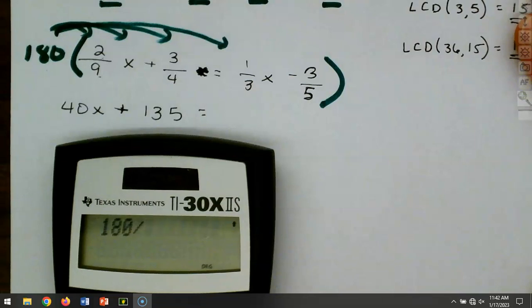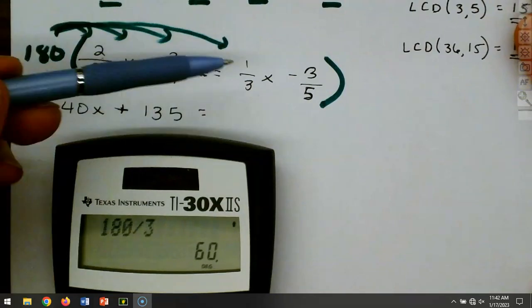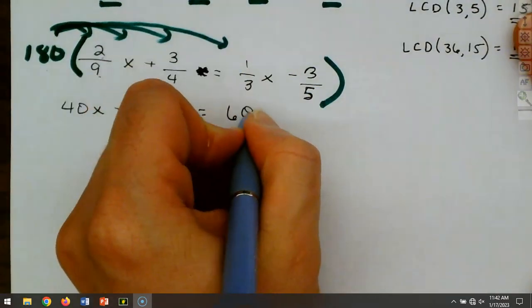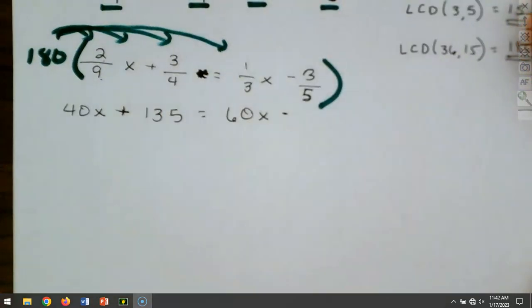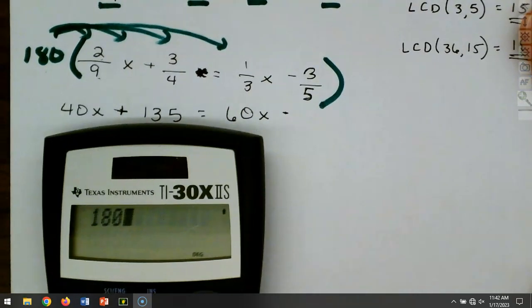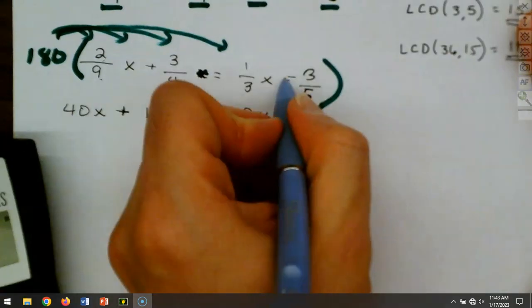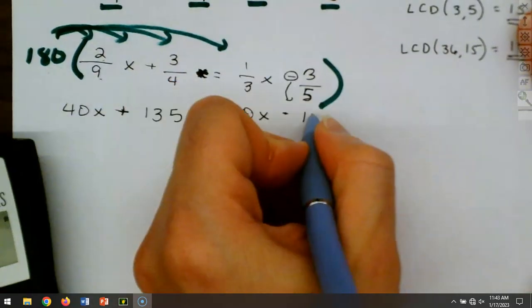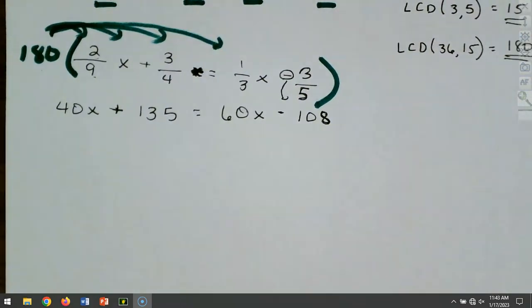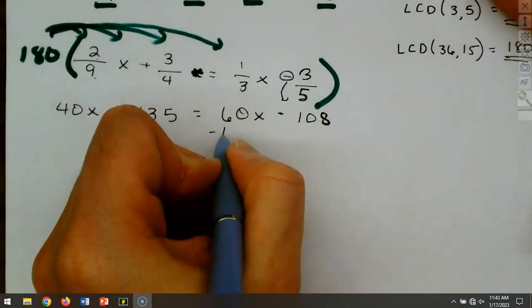180, divide that by what? 3. That's 60, and 60 times 1 makes it a what? 60x there. And the very last one. What's the very last one? 180, divide that by 5. That's 36 times 3. That's a 108. Now make sure you watch your signs. So that's going to be a negative 108. Fractions are all gone. We can deal with this. Let's work with it. So move that 60x over.